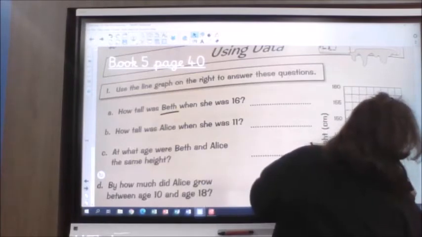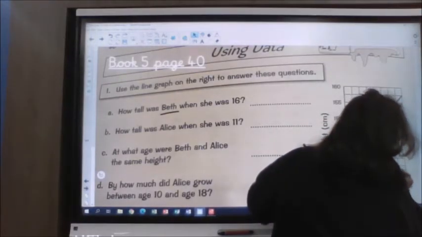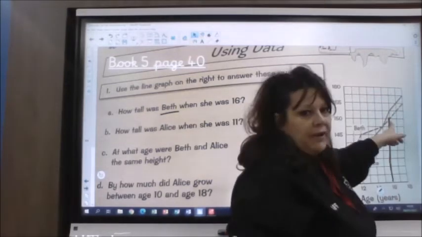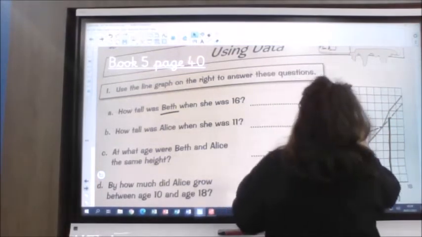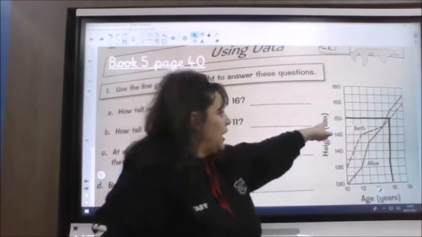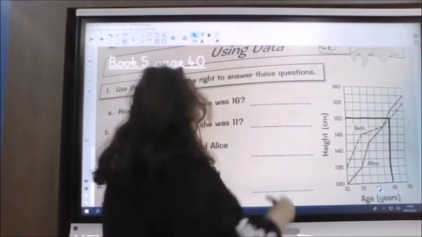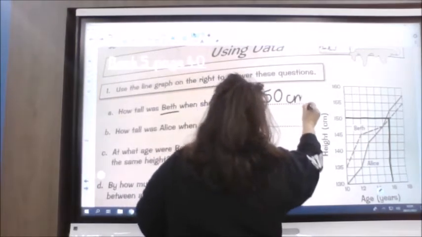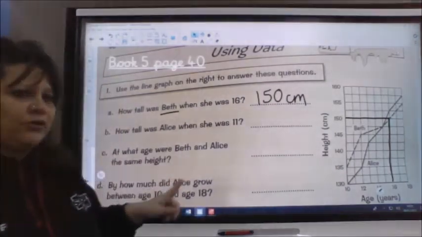So I'm going to get my ruler, I draw a straight line all the way up to here. That's where I reach the dotted line, and then I can use my ruler and go along, and I'm on 150. So 150 centimetres. Okay, see how I've done that?